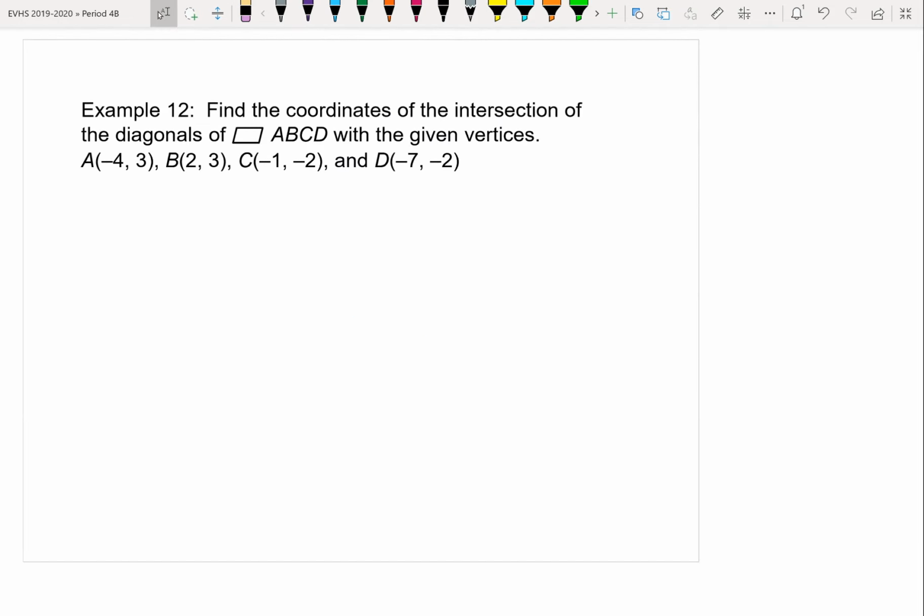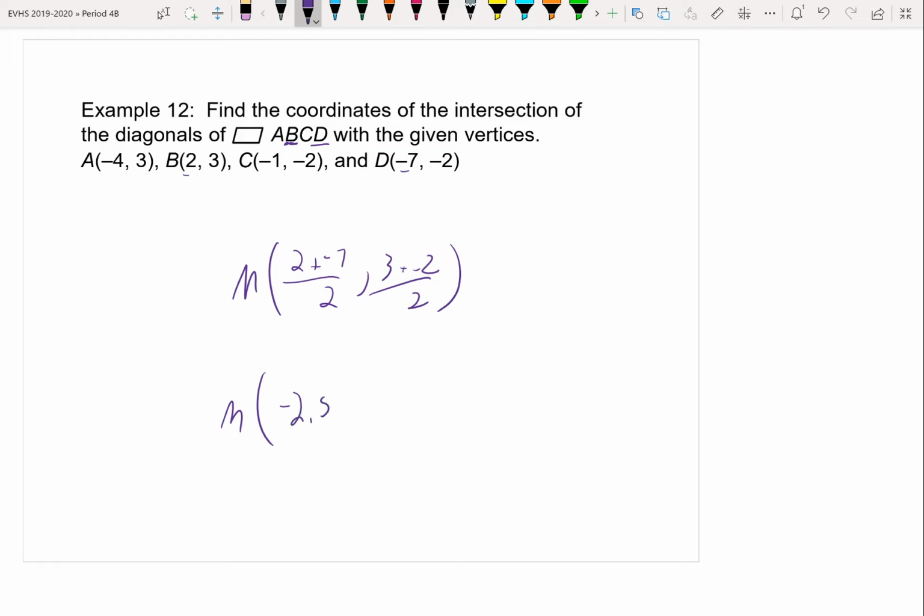All right, example 12. Find the coordinates of the intersection of the diagonals of ABCD with the given vertices. Same idea. I'm just going to take my diagonal, or my opposite corners. In this case, I'll use B and D. I'll find my midpoint. So I've got x1 is 2 plus x2 is negative 7, all divided by 2, y1 is 3 plus negative 2, all divided by 2. Midpoint comes in 2 plus negative 7 is negative 5, divided by 2 is negative 2.5. 3 plus negative 2 is 1, divided by 2 is 0.5, and that's where my diagonals intersect each other.